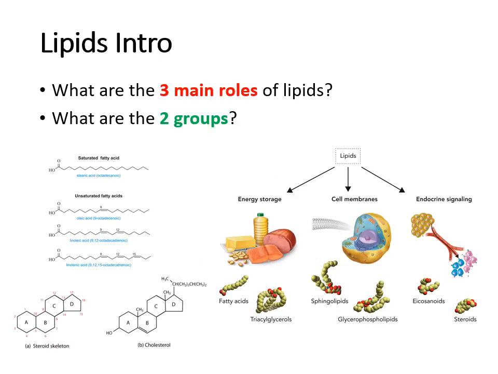So when we talk about lipids, I just want to first point out the main roles because there are a lot of different types of lipids and they have three main roles. The first one is energy storage, then we have cell membranes, and then we have endocrine signaling. And we'll go into each of these different groups throughout today's lesson.